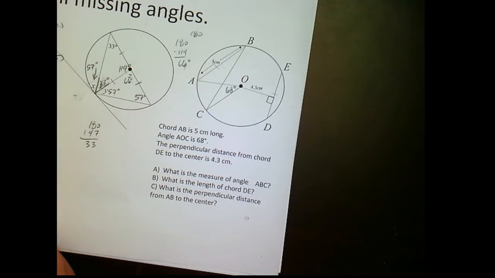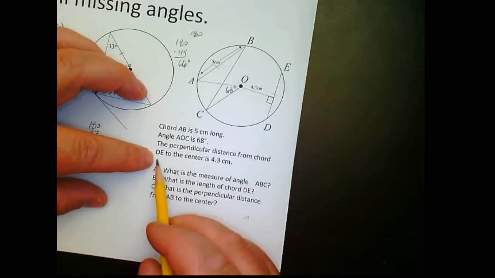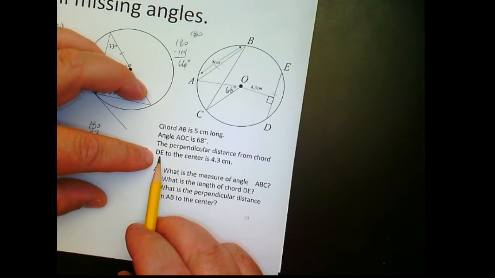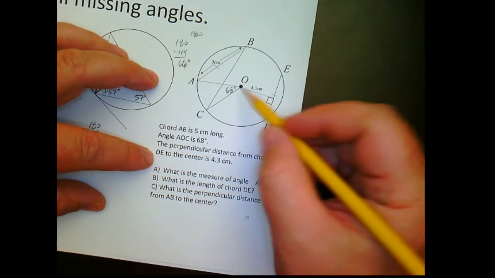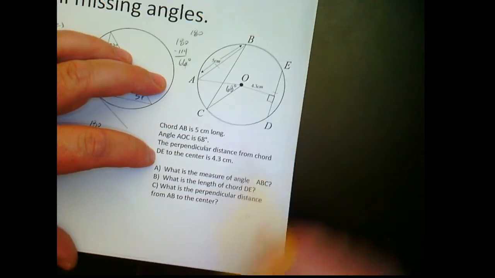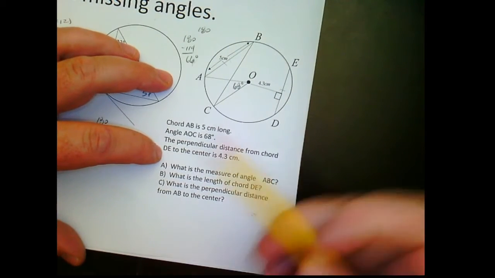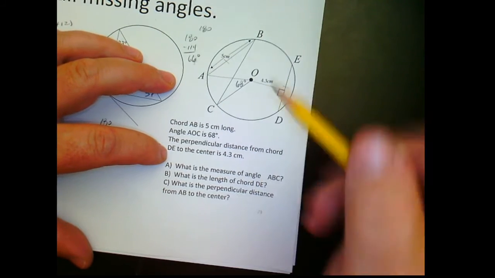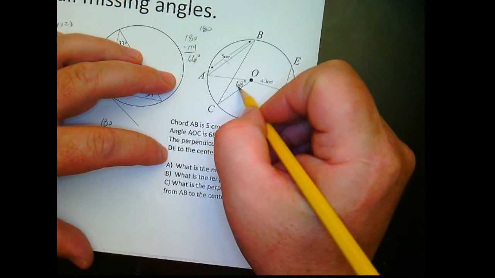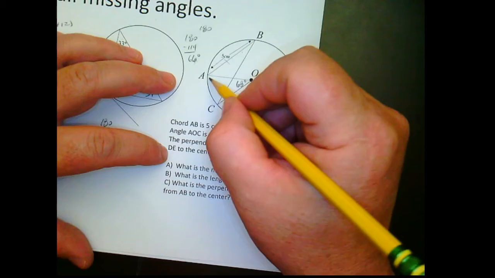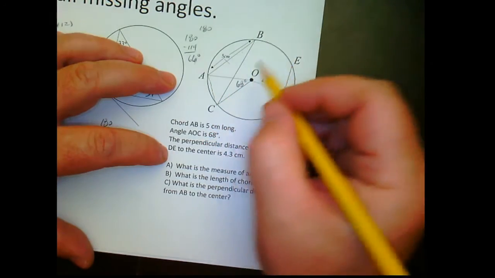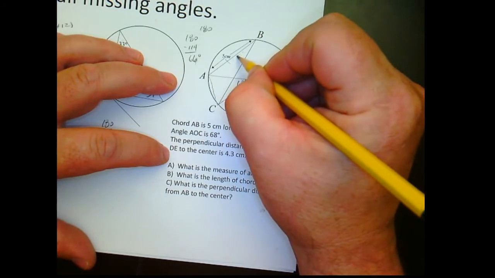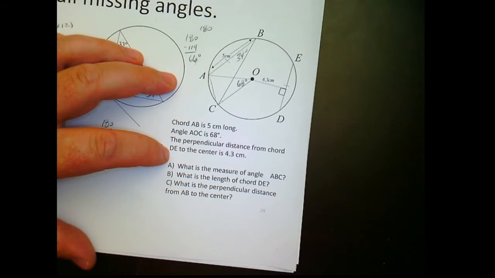Oh yeah. If I drew it, yep, okay, hold on. Sorry, I'm thinking out loud here. From the chord DE to the center is 4.3, the perpendicular distance, 4.3. Find the measure of angle ABC. Well, I just messed this one up. This is a central angle. This is an inscribed angle. You see how they both lie on this chord? This one's going to be half. It's going to be 34 degrees right there.